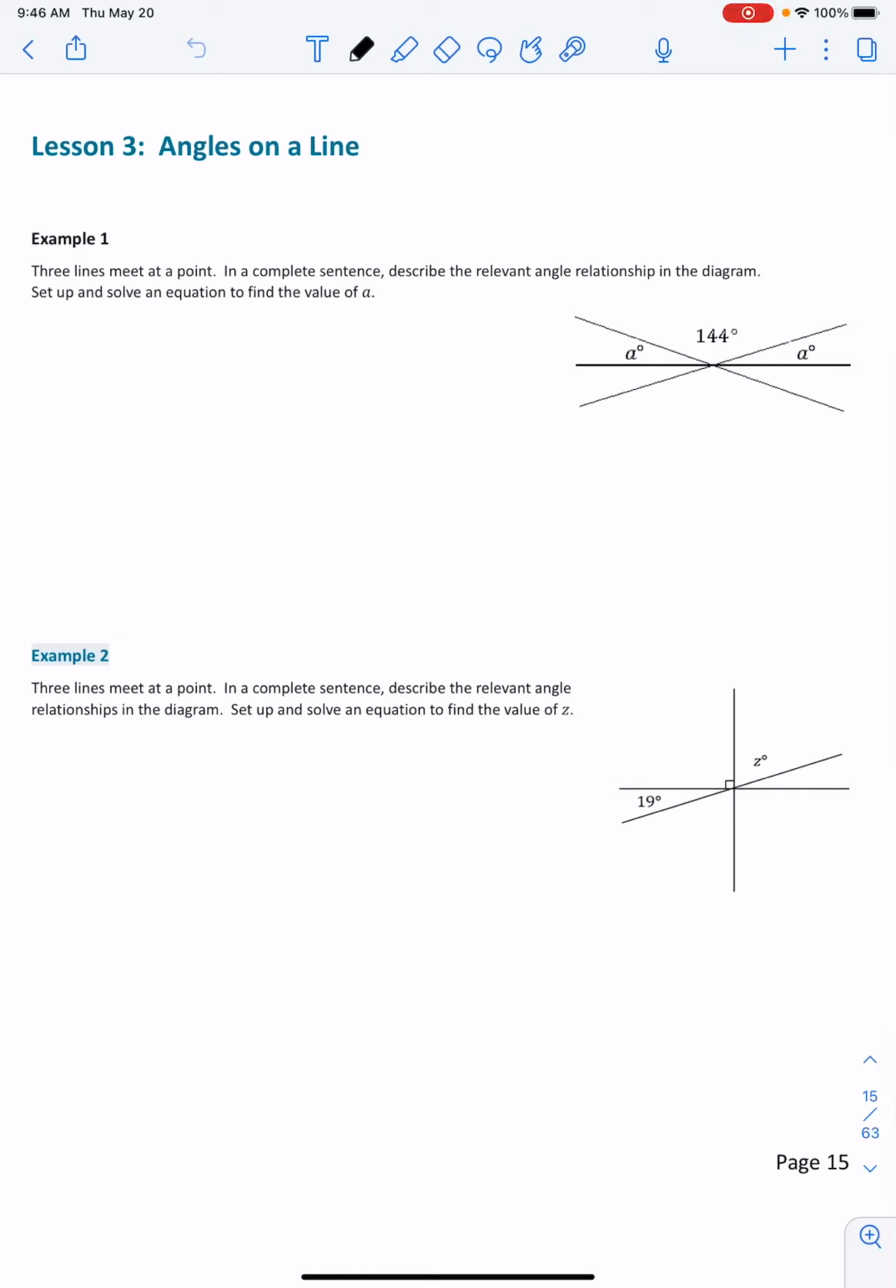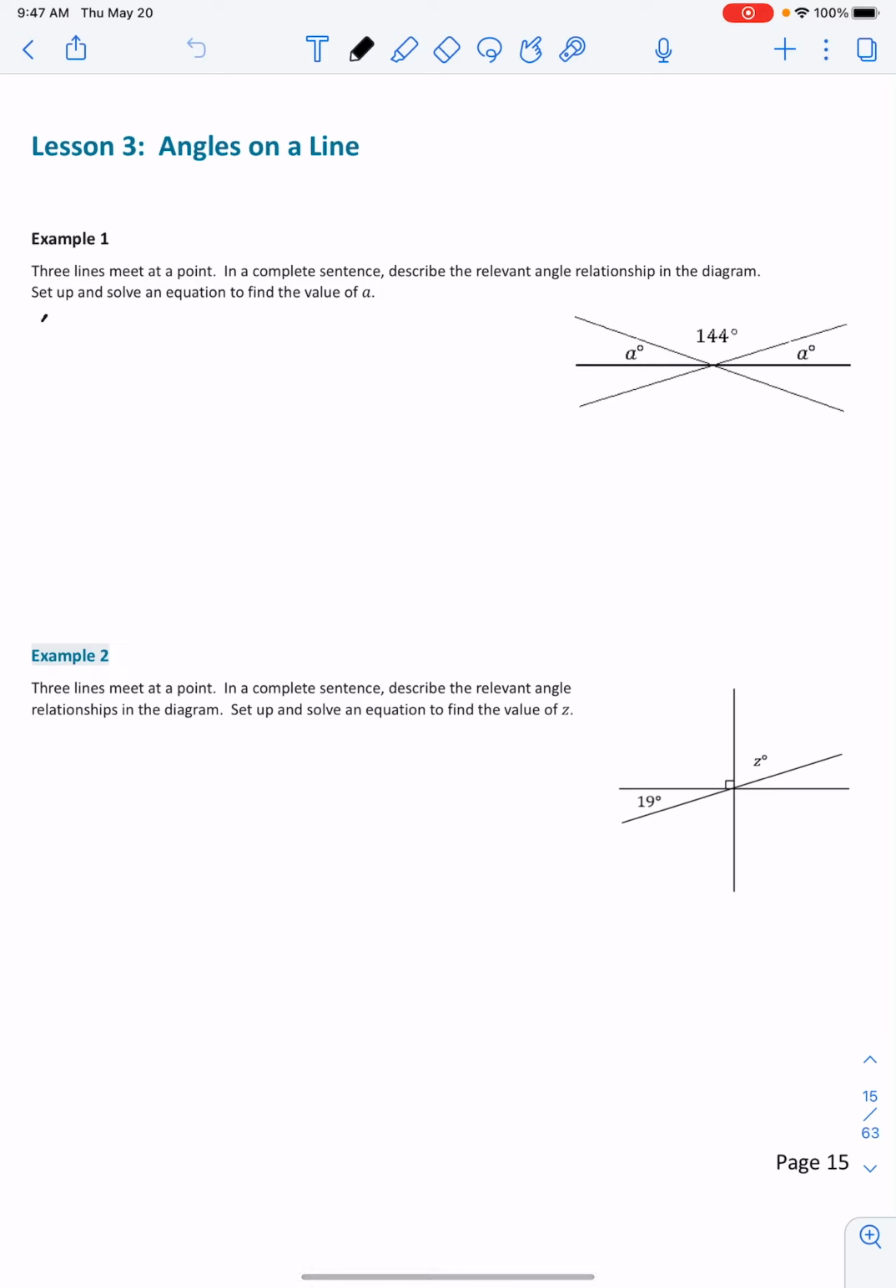All right, this is lesson 3, angles on a line. So example 1, 3 lines meet at a point. In a complete sentence, describe the relevant angle relationship in the diagram. Set up and solve an equation to find the value of A. Okay, this is angles on a line.